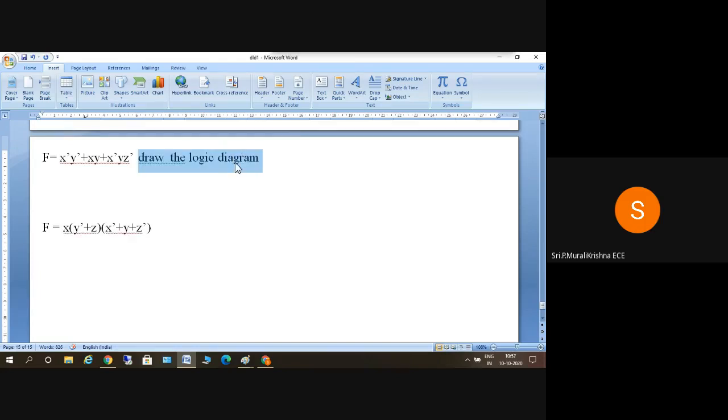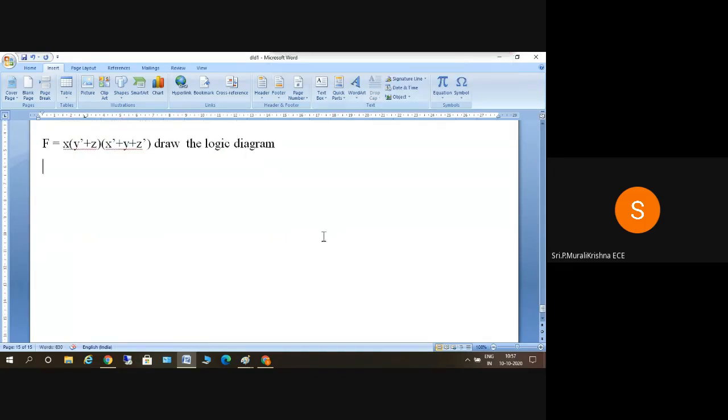Okay, so product of sums. For product of sums, we'll be having two sums here. Two OR gates are used here because sums are implemented with OR gates. And in total we'll be having a multiplication of all these three. So we'll be using one AND gate. Okay, so the diagram will be like this.